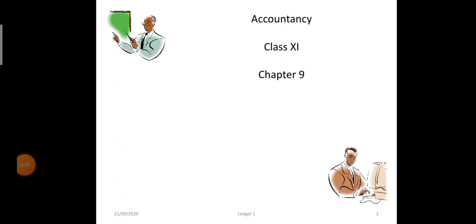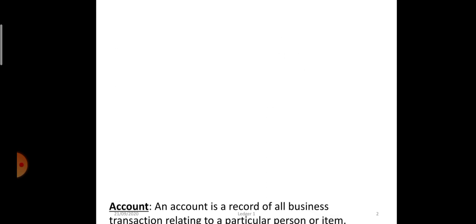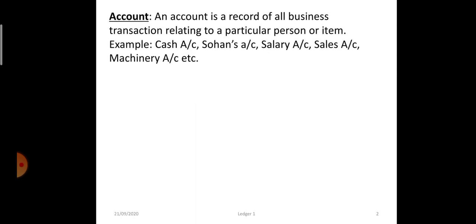Today we are going to take a new chapter, chapter 9, ledger posting. Okay, this is a very important topic. Before discussing ledger, we will try to understand what we mean by account.